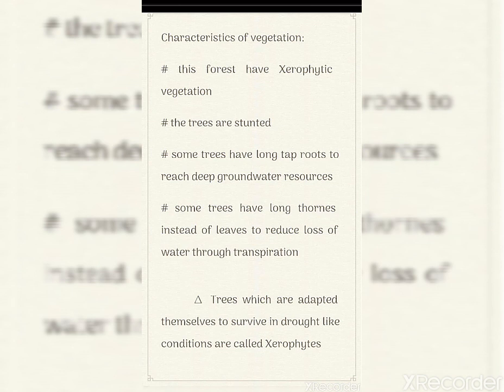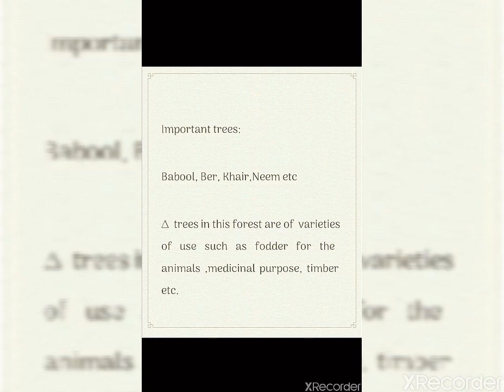In desert condition, rainfall is less, temperature is high. In such a situation, during photosynthesis, more water is lost from the trees. So instead of leaves, the desert forest has the presence of thorns. And some trees have very small leaves, and some leaves have a waxy surface or hairy surface to reduce evapotranspiration. That means loss of water through transpiration can be reduced by such adaptations.